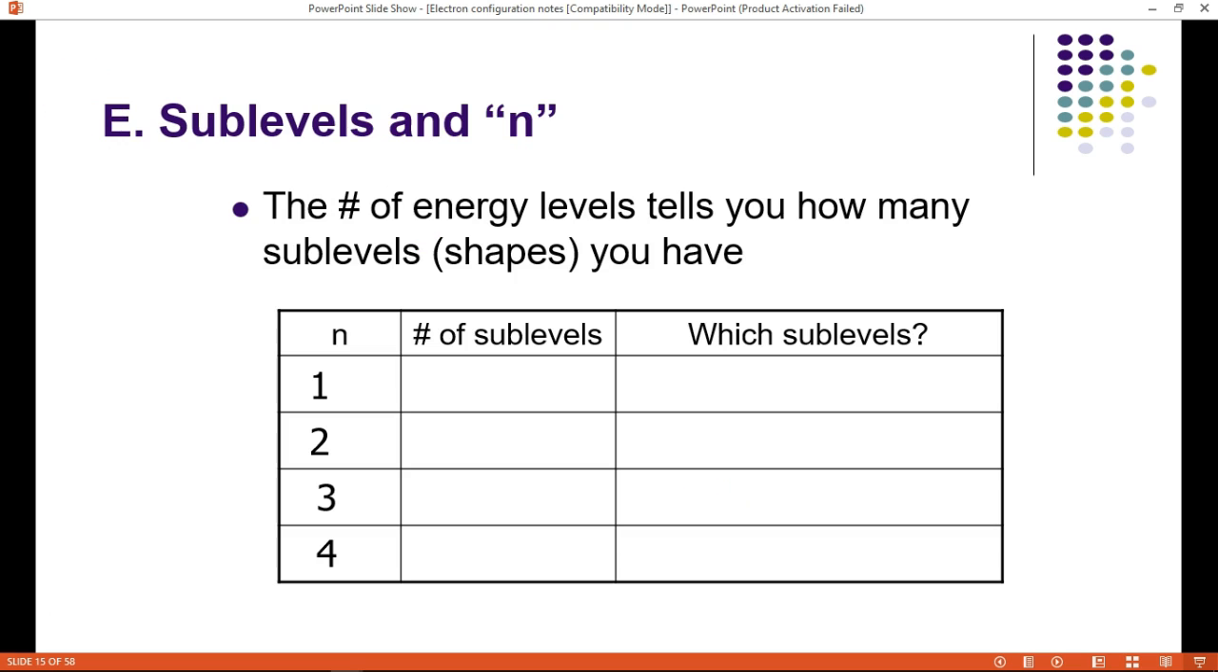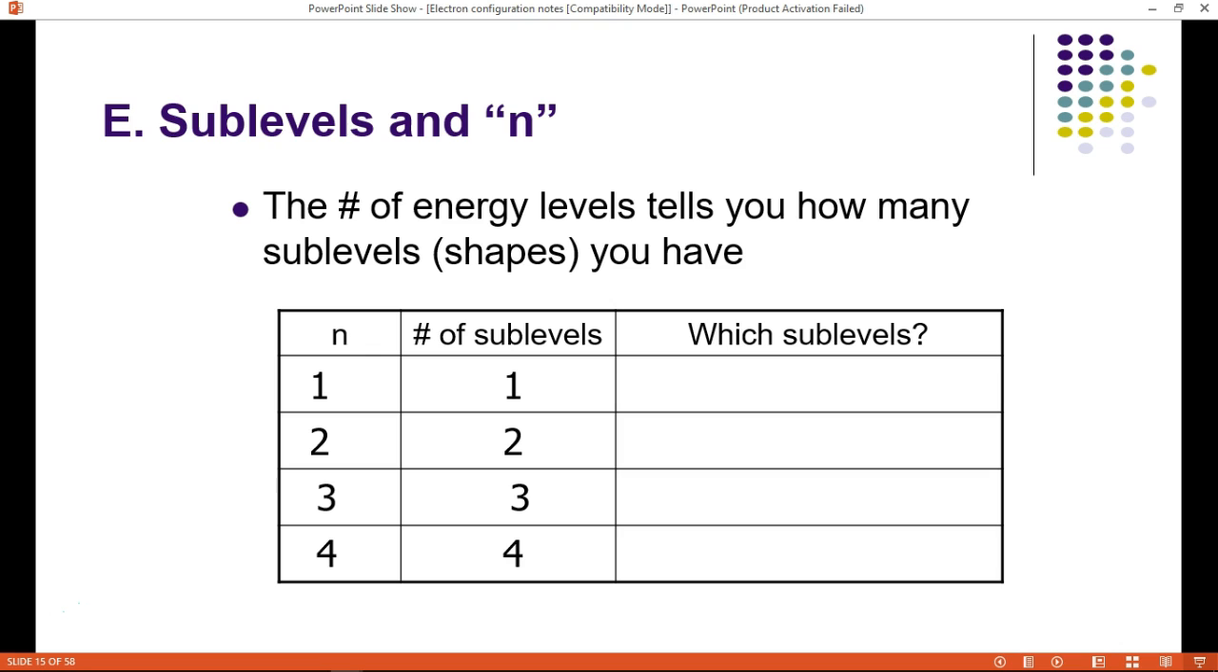Okay, now we're going to look at the relationship between energy levels and the number of sublevels that that energy level contains. So we're going to look at the first 4 energy levels. So when n equals 1, n equals 2, 3, and then 4. It says here that the number of energy levels tells you how many sublevels you have. So if there's 1 energy level, then you have 1 sublevel. In the second, n equals 2, we have 2 sublevels. When n equals 3, we have 3 sublevels, and when n equals 4, we have 4.